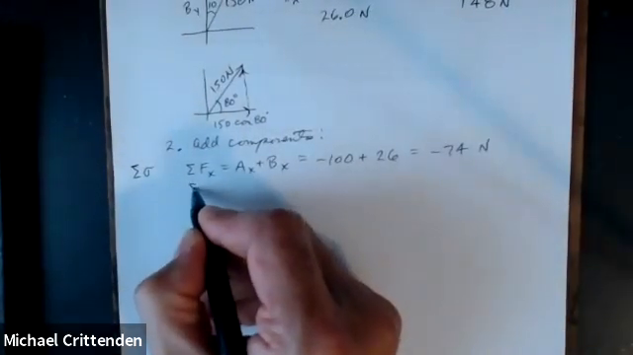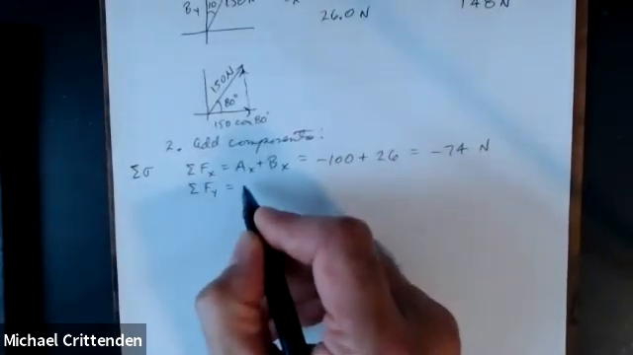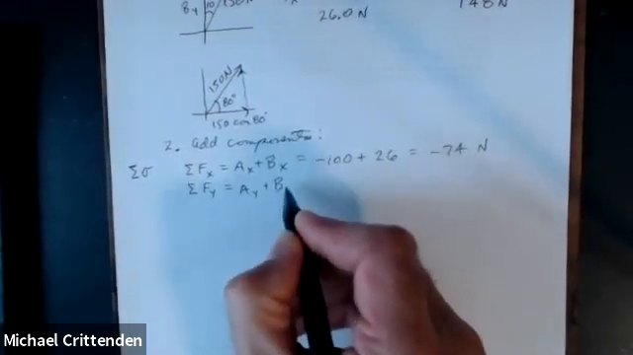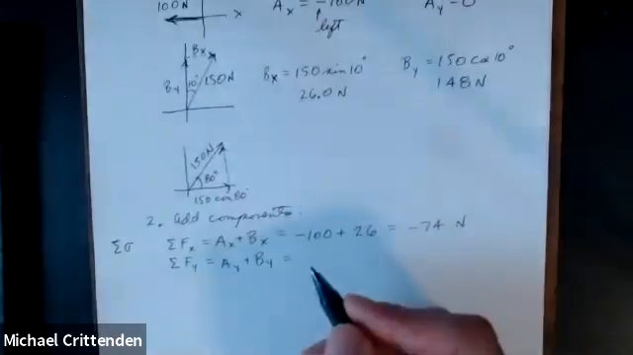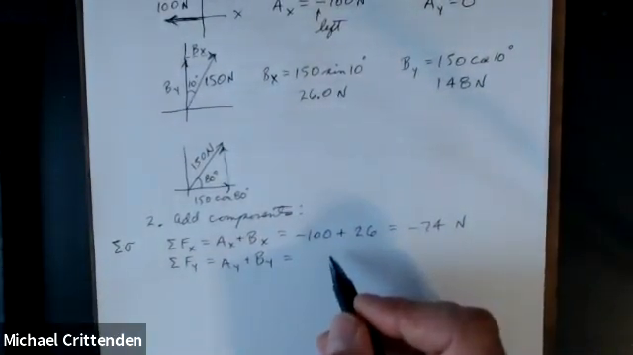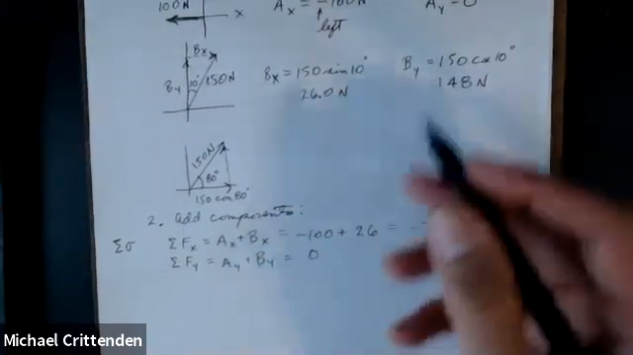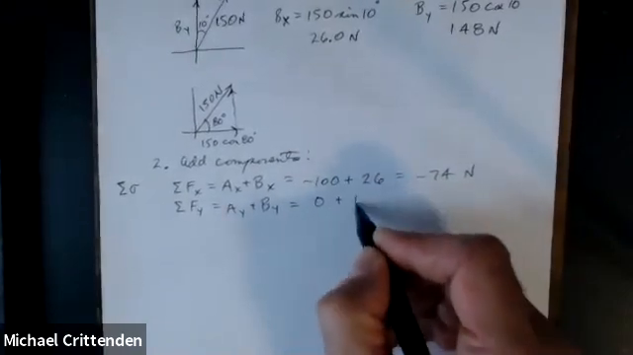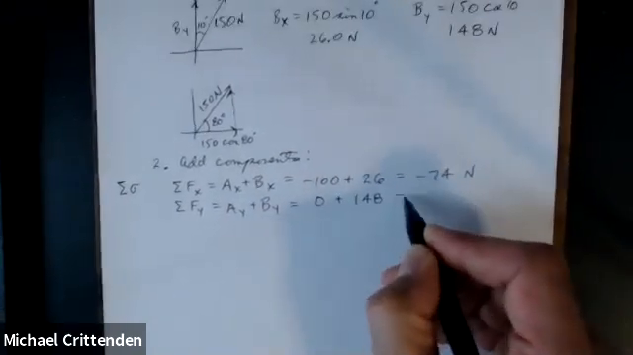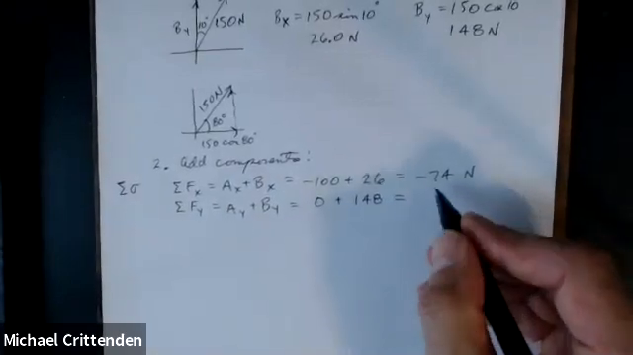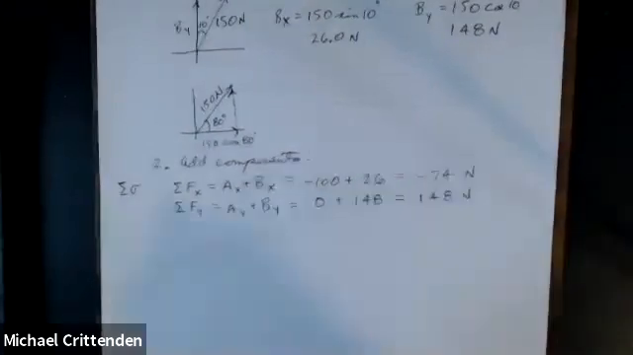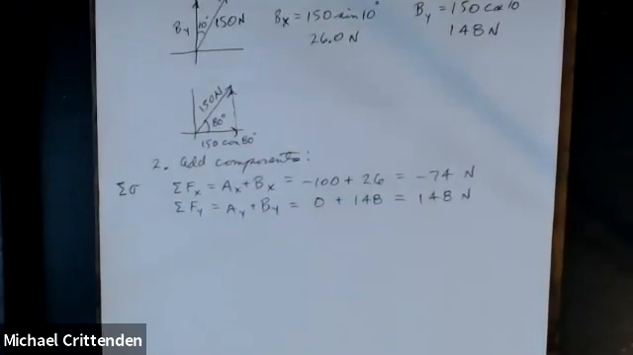Similarly, summation of the forces in the y direction, that notation means to add up all the y components, ay plus by. Well, the one is just 0. Probably not worth writing out in this much detail, actually. But hopefully in the end, you had 148 newtons for that.